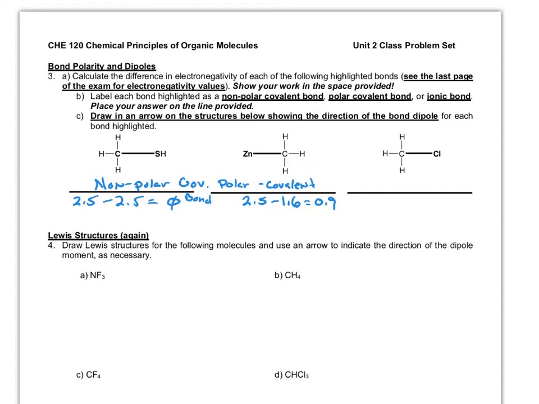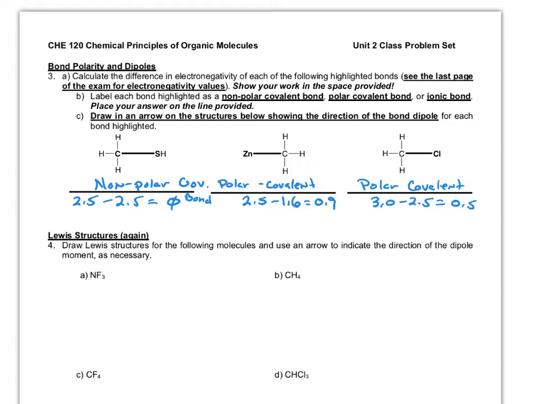And in our last example, we've got carbon and chlorine. Chlorine's electronegativity value is 3.0, carbon's is 2.5, and therefore in this case our difference is 0.5, and this would be then classified as polar covalent.